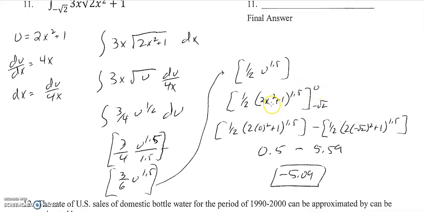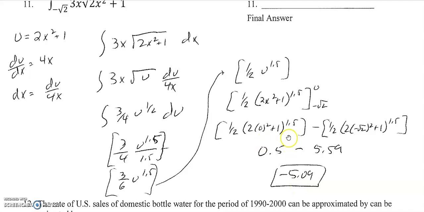We plug in the 0 minus, plug in the square root of 2 in for x. So if we plug in the 0, we have 1/2 parenthesis 2 times 0 squared plus 1 raised to the 1.5. All of that gives you 0.5 when you type in the calculator. Be careful typing it in. Minus 1/2 2 times parenthesis negative square root of 2 squared plus 1 raised to the 1.5. Type all that in carefully. You get 5.59. So we have 0.5 minus 5.59, which is negative 5.09.